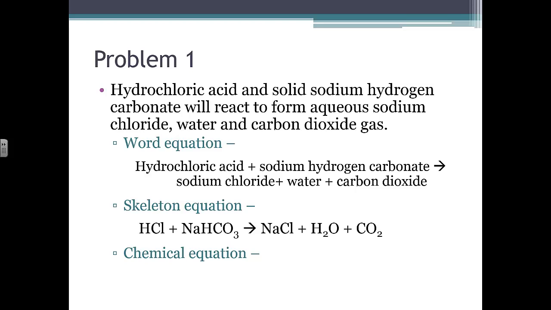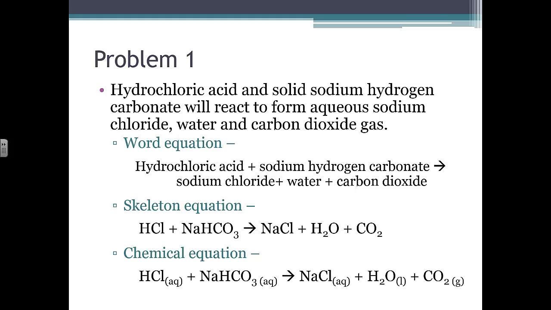The chemical equation would take this a step further and write in any of the states of matter. So when we say something's an acid, then it's dissolved in water. So that's a different state of matter. It's not liquid. It's called aqueous. Then it mentions that it's solid sodium hydrogen carbonate, and it forms aqueous sodium chloride. Water is never aqueous because aqueous means dissolved in water, and water dissolved in water is still just water, so that's liquid. And then carbon dioxide gas. So as you can see here, we have both of our aqueous compounds mentioned. We have liquid for water, and we have gas after CO2.